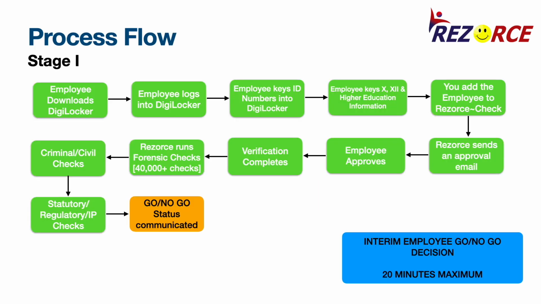First, let's look at what the process flow would be like when you use DigiLocker. Your employee would have to first download the app from the Play Store or the App Store. Then they would have to create an account or log into one. Finally, they would have to key into the application's information such as their Aadhaar card number, PAN card number, or any other identity document number.